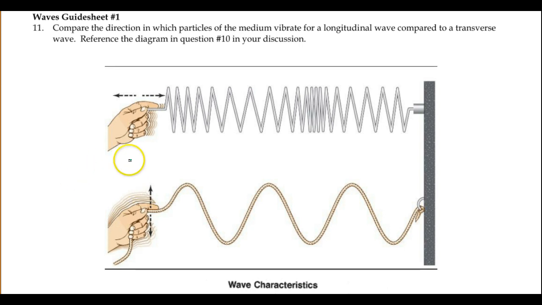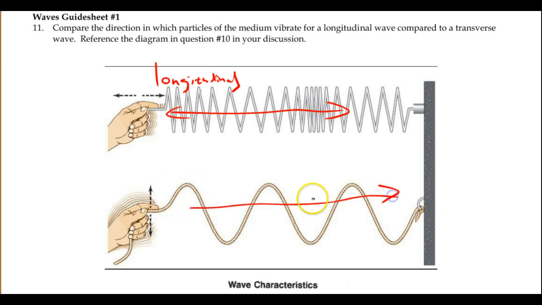Again, in the picture, if you look at comparing the direction of the medium for the longitudinal wave here, this is longitudinal along the spring. The energy is moving back and forth, bouncing off that wall and coming back. The hand is also moving in and out to the right and left direction. So those two are parallel to each other, so that's longitudinal. Here, the hand is moving up and down, and the energy is going to move out and it's going to bounce back. So that's transverse.